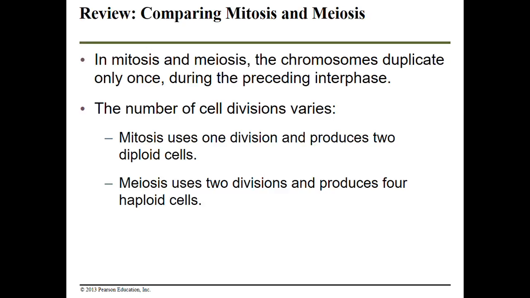So let's review a little bit. Mitosis is for body cells and making identical copies of the parent. And then meiosis is for sex cells, for gametes. So mitosis, body cells, somatic cells; meiosis, sex cells, gametes. In both of these, the chromosome duplicates just once during S phase and interphase, but the number of cell divisions varies. So during mitosis, we have 1 division that produces 2 diploid cells, and in meiosis, we have 2 divisions that produce 4 haploid cells.